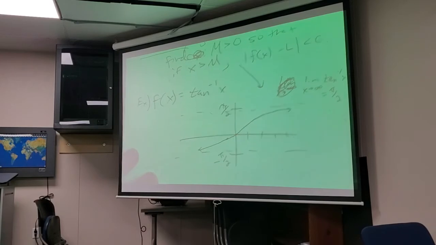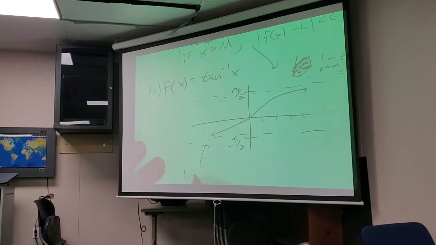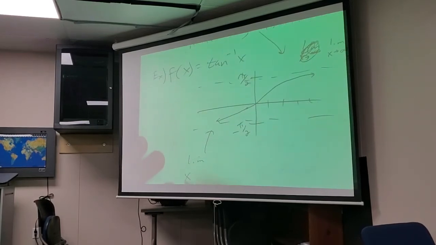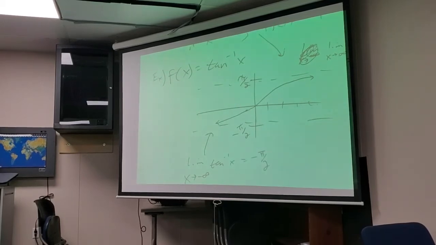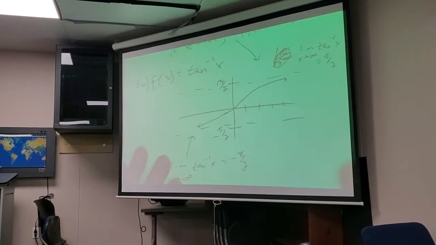Okay, the limit as x goes to positive infinity is pi over 2 because there's a ceiling there. And of course, what does this side mean? Negative infinity, right? Negative pi over 2. So there's an example of a function that has two different horizontal asymptotes. In pre-calculus, you're used to rational functions, which normally have one horizontal asymptote in both directions. This is a very nice example of one that has a different ceiling and a different floor.